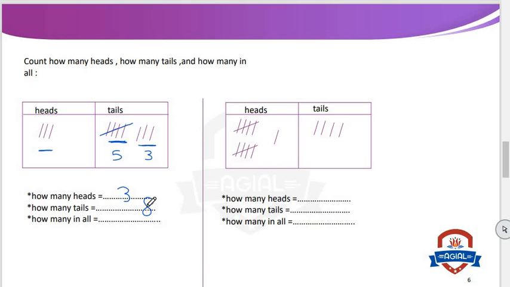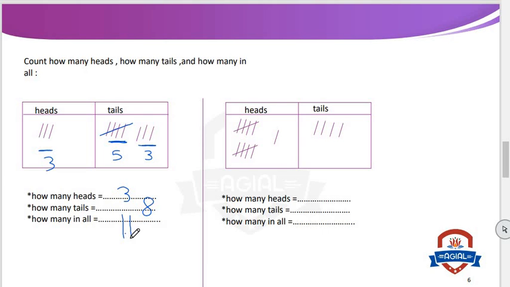Okay, we will find the total. 3 plus 8. 3 plus 8 equal what? 8 in our mind and 3 in our hand. After 8, 9, 10, 11. So how many in all? Super, 11. Okay, in here we have heads and tails.